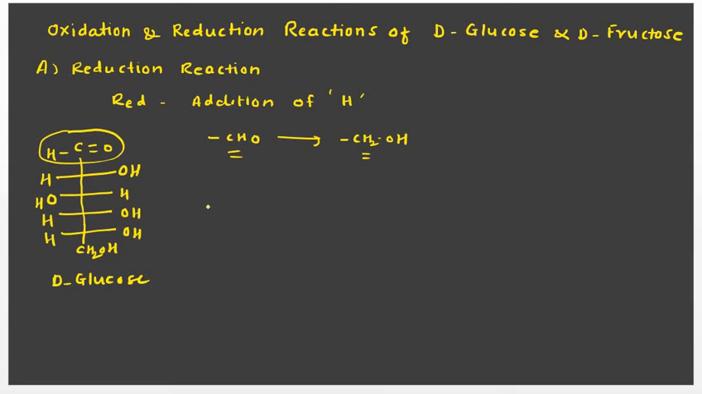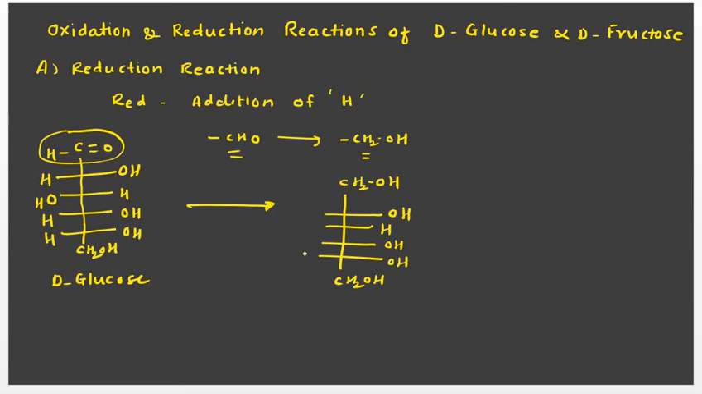So there is a formation of CH2OH, CH2OH, and in between there are four carbons, we know, so OH, H, OH, OH, H, H, OH and H. So this molecule is obtained. Now the name of this is sorbitol, remember. So D-glucose is converted into sorbitol after reduction.